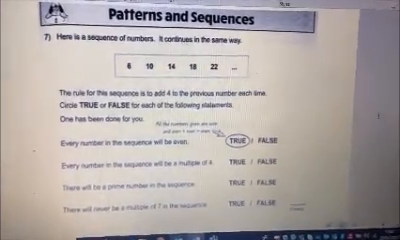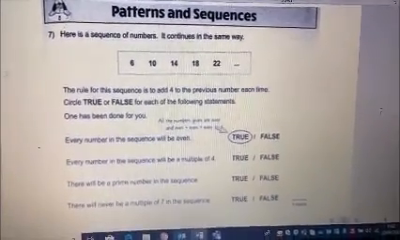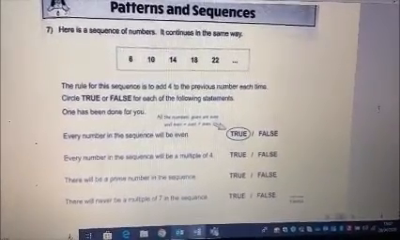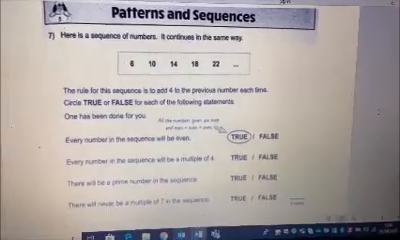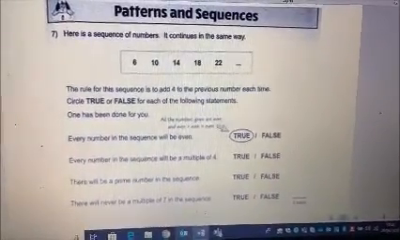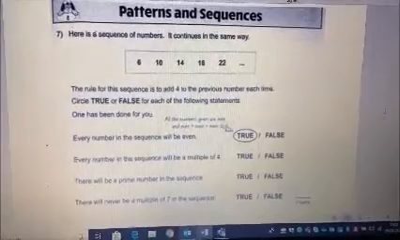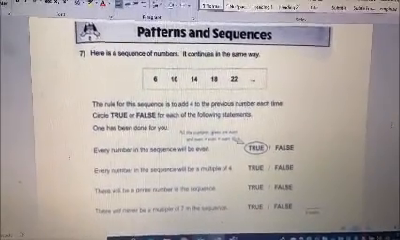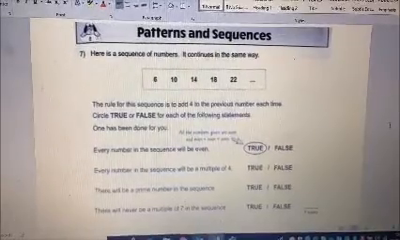Now we're going to have a look at number 7. It says, here is a sequence of numbers. It continues in the same way, 6, 10, 14, 18, 22. The rule for this sequence is to add 4 to the previous number each time. Circle true or false for each of the following statements. For the second statement, it says every number in the sequence will be a multiple of 4.